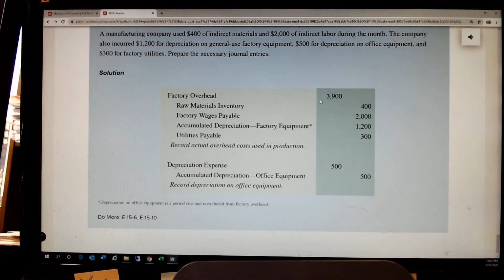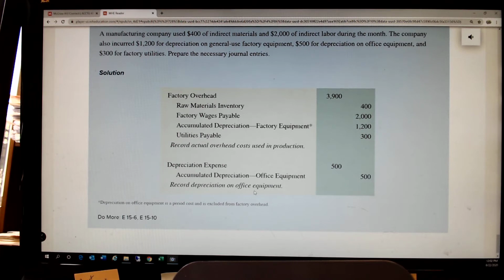Here's the total indirect costs of the factory, indirect materials and indirect labor. Factory overhead, the indirect costs were $3,900: $400 were indirect materials taken out of raw materials, $2,000 were indirect labor, $1,200 was the depreciation on factory equipment, and $300 was the utilities. And of course, in the real world, where's all the rest of the expenses of running a factory? You know there's hundreds of them.